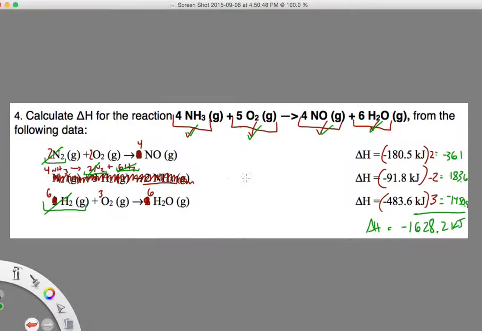I should also say, besides multiplying these by whole numbers, you can multiply them by fractions like 0.5 if you want to. But what that does is it changes the coefficient in front of all these terms right here. It halves them. So you can do that if you want to, but it's a little tricky. So good luck, and let me know if you have any problems.